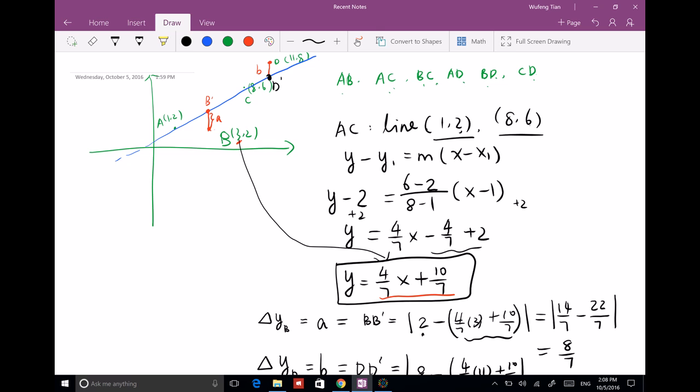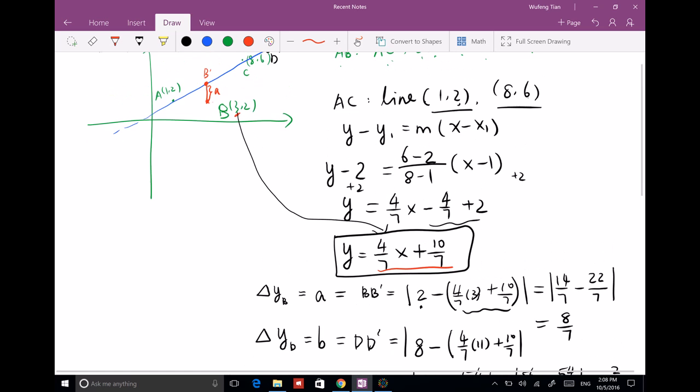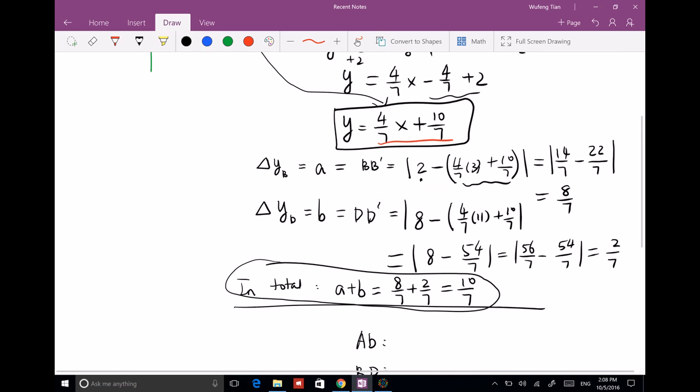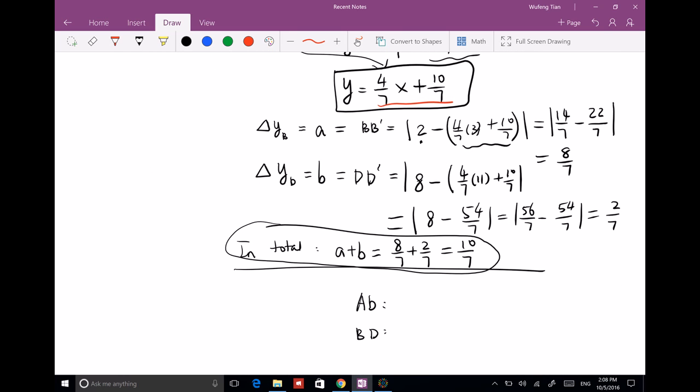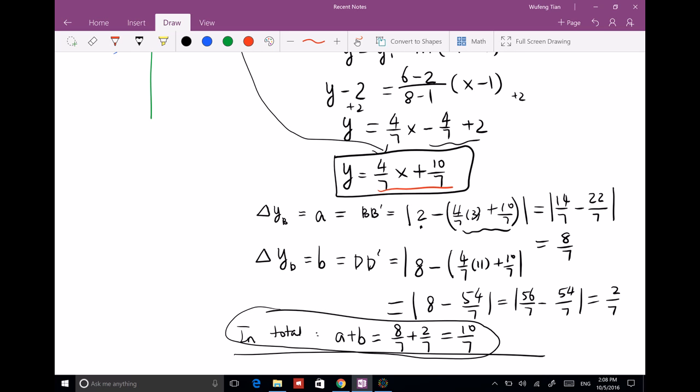The next question is, can you find another line which is even better than AD, BD, or AC? Can you find a line with a very, very small deviation? In my opinion, AC might be the best fit line, but you have to check it out. Check all 6 lines. I'm done with one line, so you have to finish the rest of the 5 lines. Thank you very much.